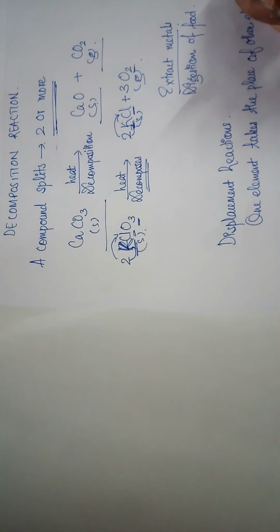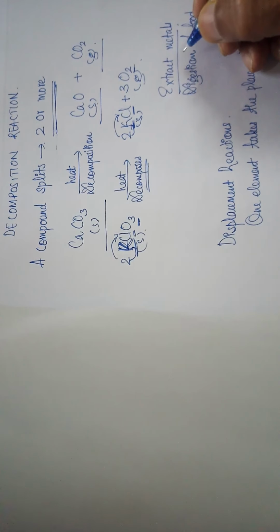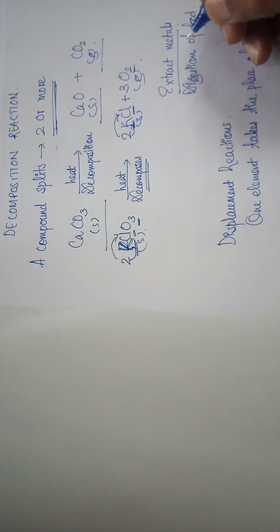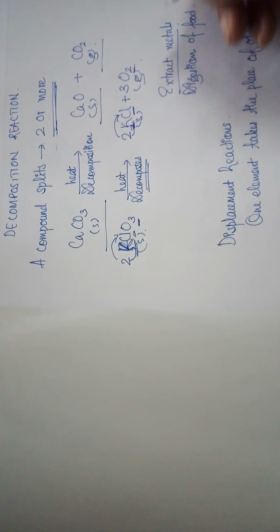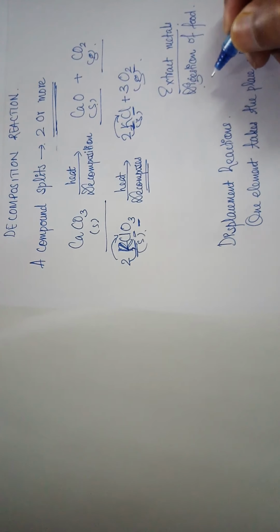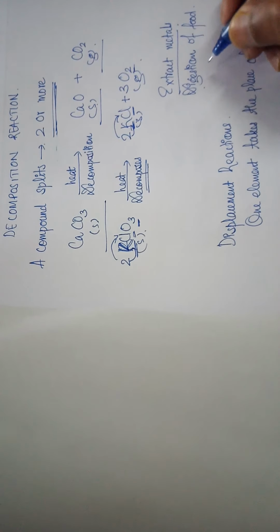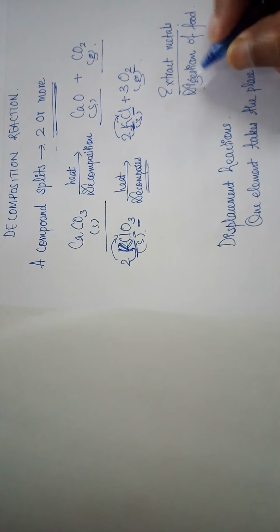What is the use of this decomposition reaction? We can extract metals by electrolysis. That is also a type of decomposition reaction. Decomposition reaction carried out by electricity is known as electrolysis, used to extract several metals from their naturally occurring compounds like chlorides or oxides. Is it important in our body also? Yes, it is important in our body also. Digestion of food in our body is an example of decomposition reaction.